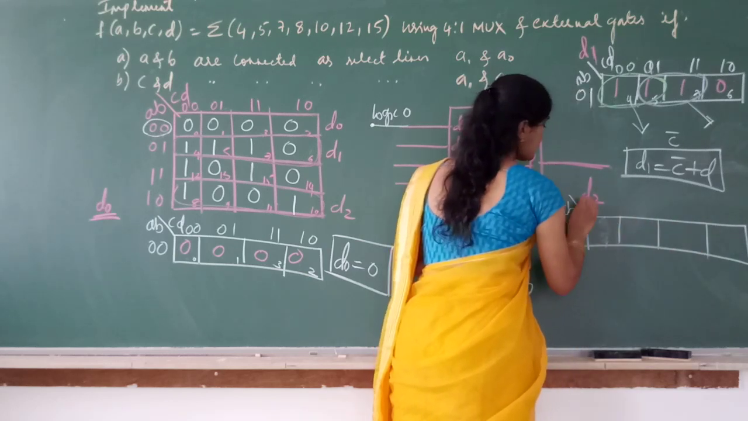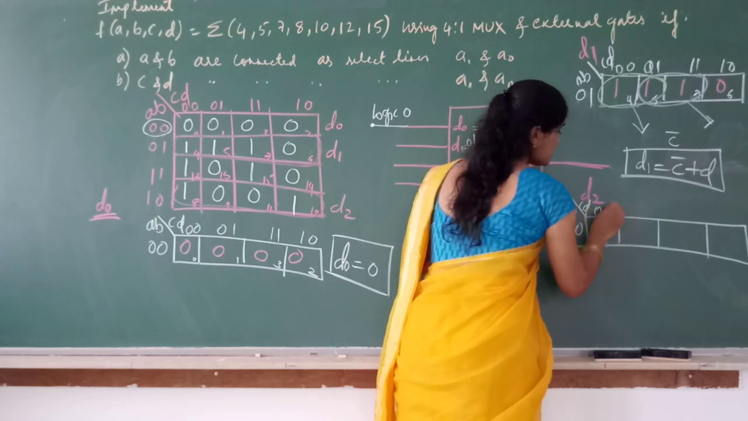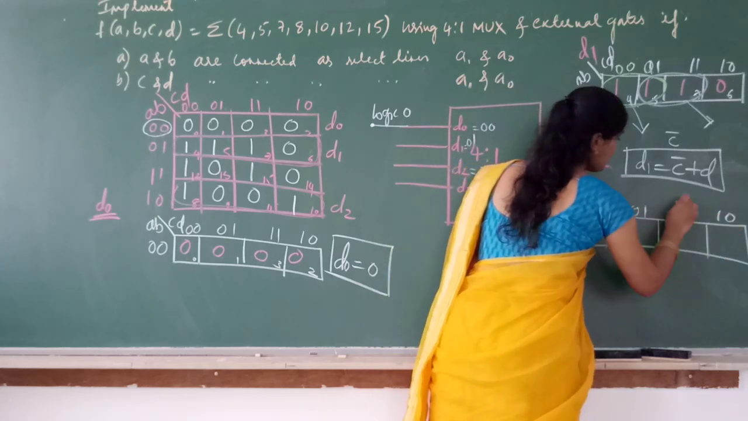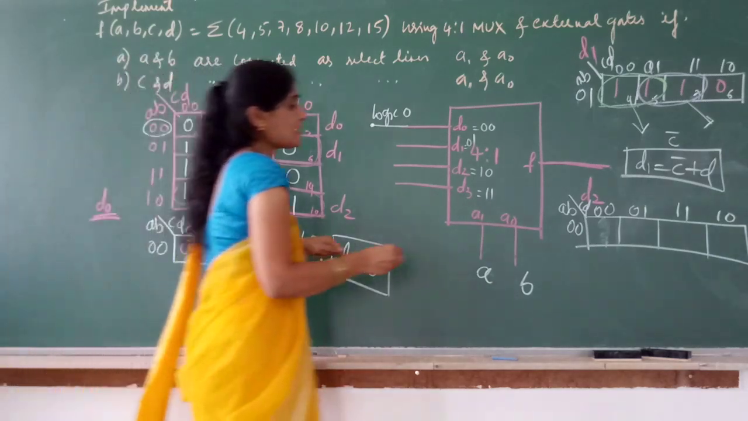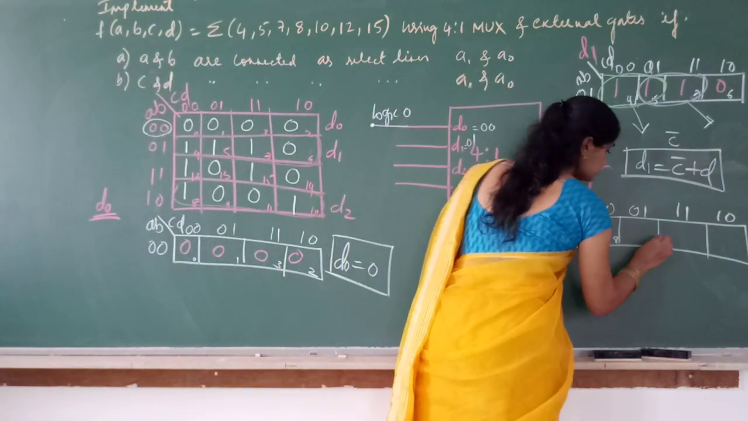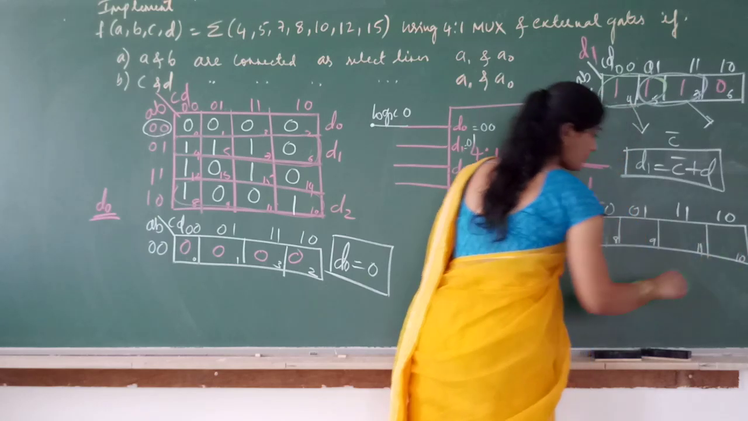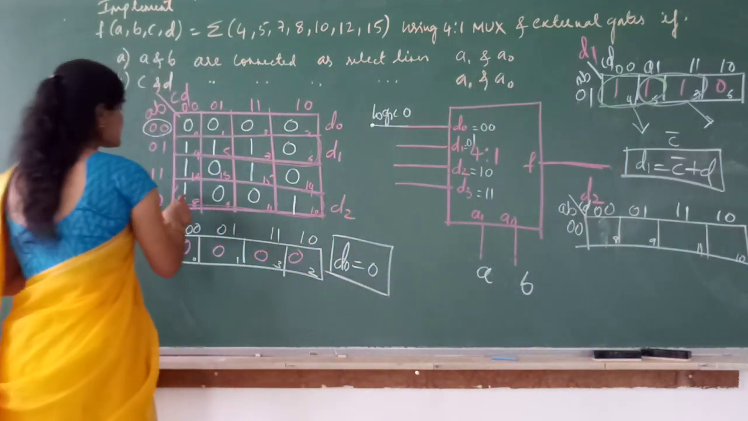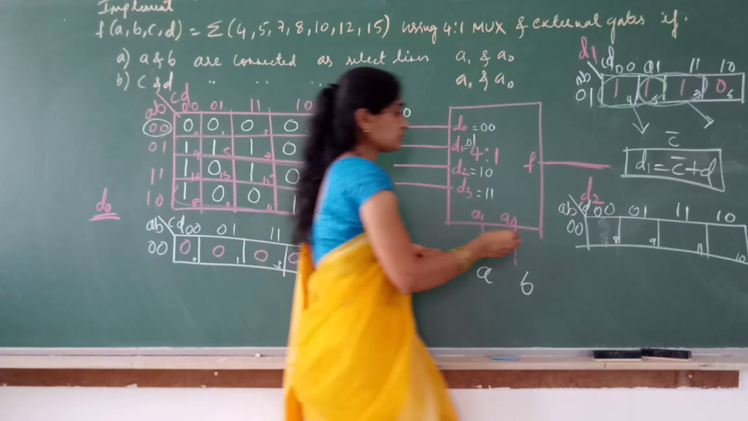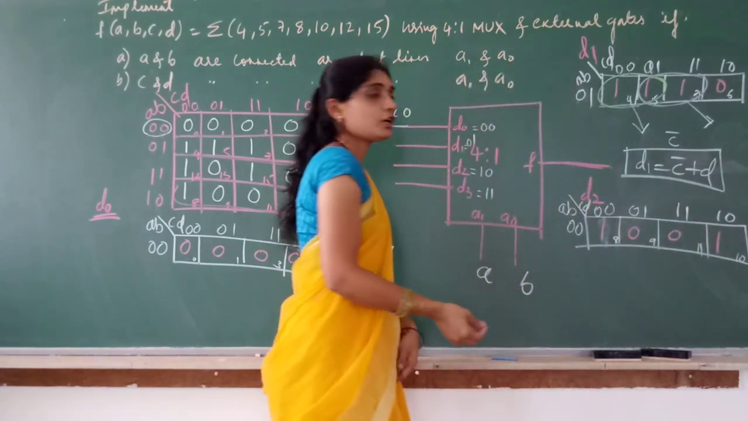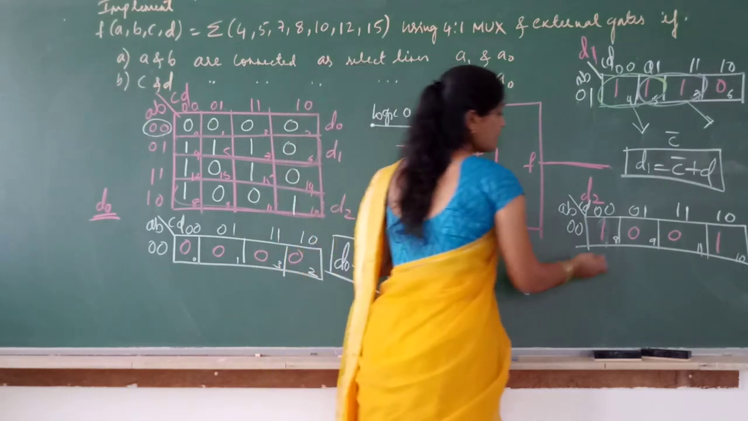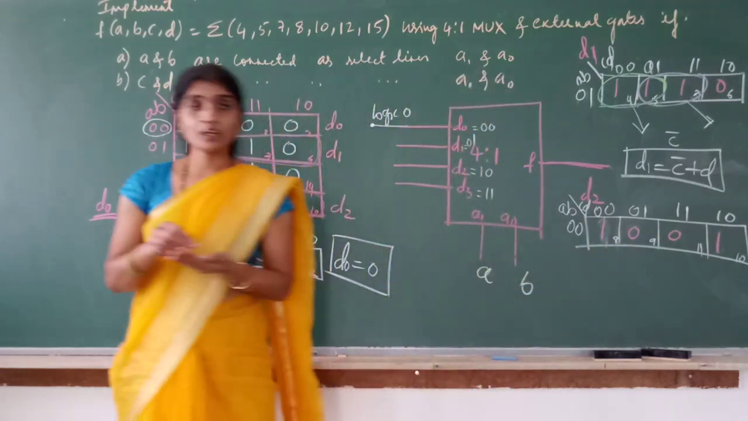Here it is AB, here it is CD: 00, 01, 10, 11. What are the cells? Cells are 8, 9, 10, 11. Okay, so fill the cells: 1 0 0 1. Now group the cells. How do you group? We cannot write 0 and we cannot write 1.